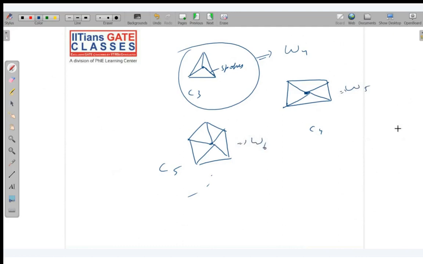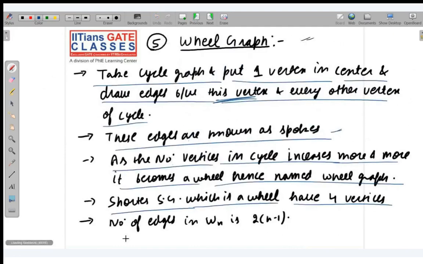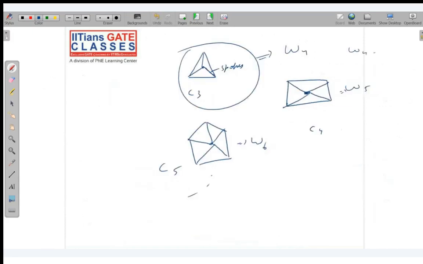Okay. The number of edges in Wn is 2 into n minus 1. You can check this out. W4: 2 into 4 minus 1. Let me write it properly. 2 into 4 minus 1. So you will get 6, and you can count 6 edges only.